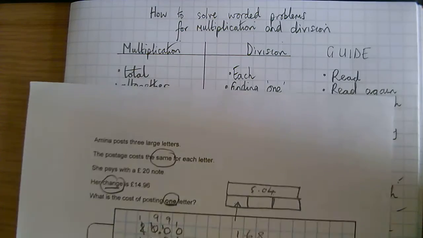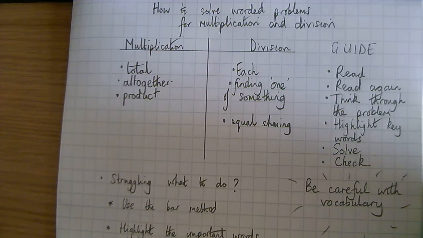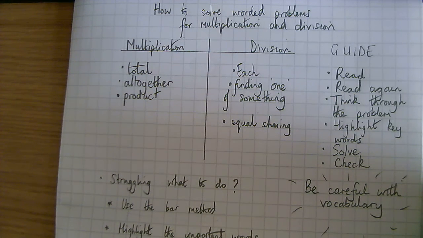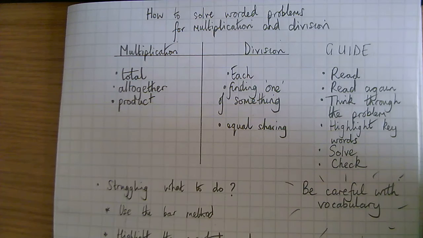So that's my guide to solving worded problems for multiplication and division. Quick recap: read the question, read it again, work out the problem, use keywords to help you identify the operations you need to do, but remember you've got to think about the problem and work out what it's asking you, solve the problem and then check, highlight keywords if you're struggling what to do. Again, use the bar method, and often the last thing that you do will be the last keyword that you see, so that could be a good hint. And imagine the problem as a real life situation or a story.